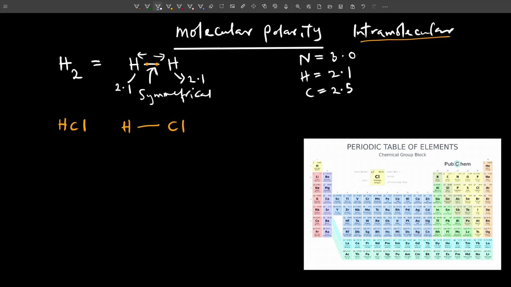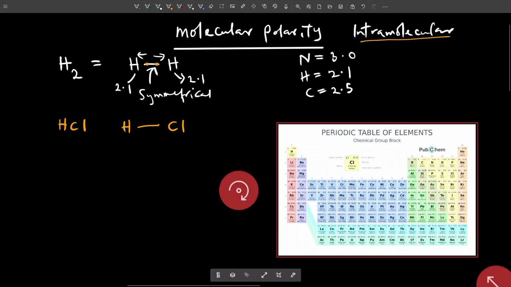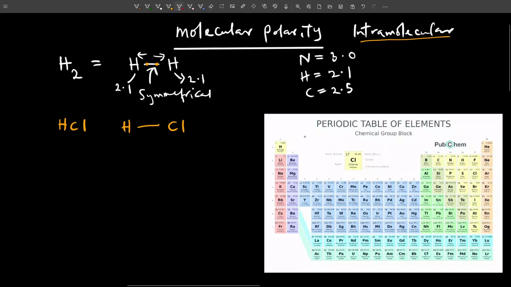I'm looking at a periodic table now. Let me increase this a little bit. Looking at the periodic table, electronegativity increases in this direction, as we go from left to right. Chlorine is found at the far right, somewhere around here. Hydrogen is found here. As electronegativity increases this way, it means that chlorine is more electronegative than hydrogen. So chlorine will love electrons more than hydrogen, and it will try to drag the electrons to itself.